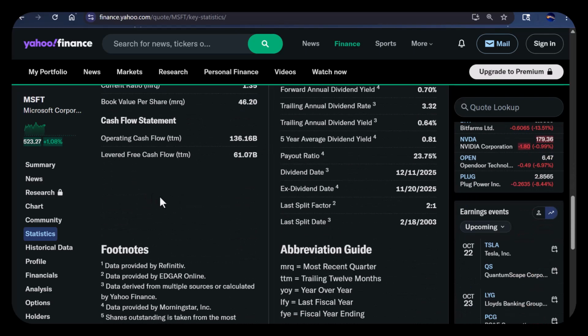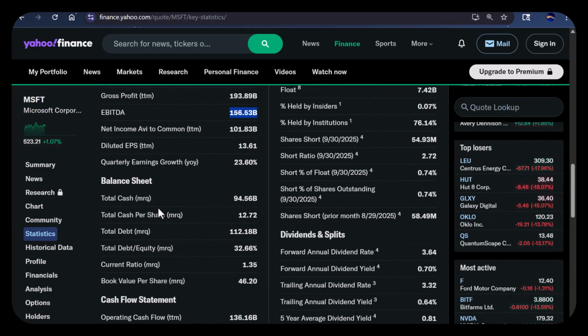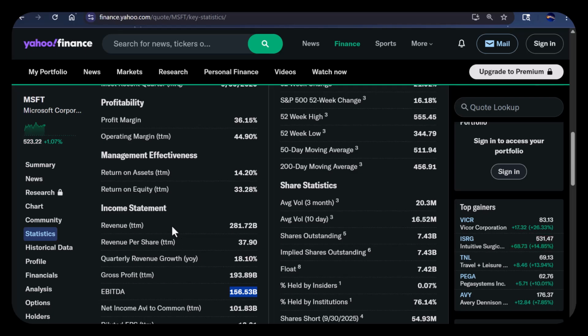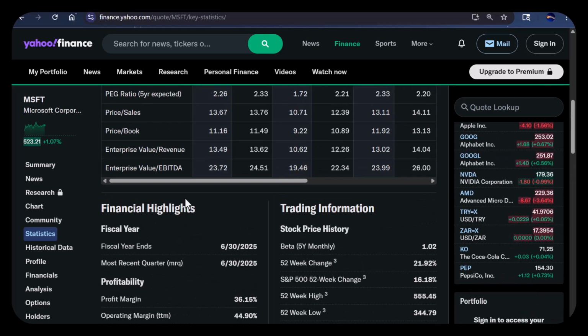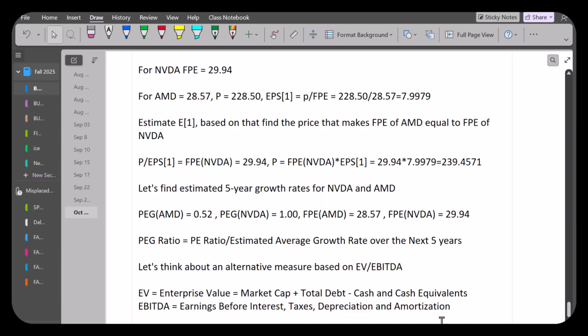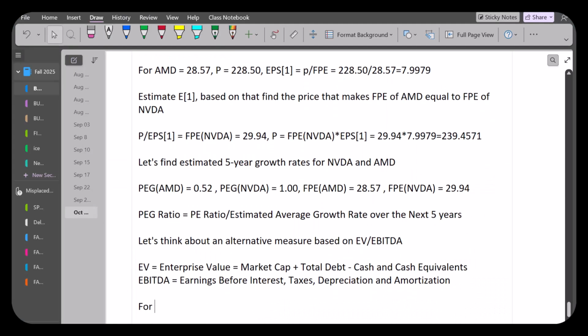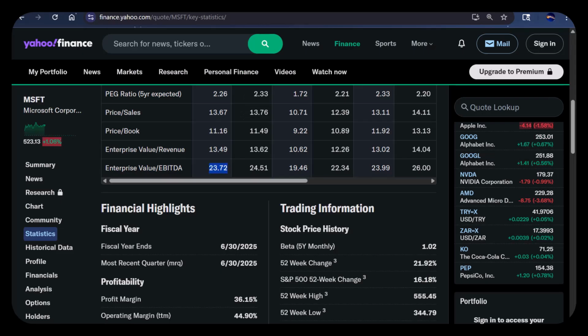And we should have enterprise value somewhere. I mean, we have the ratio, so we could figure that out. For Microsoft, EV over EBITDA, 2372.